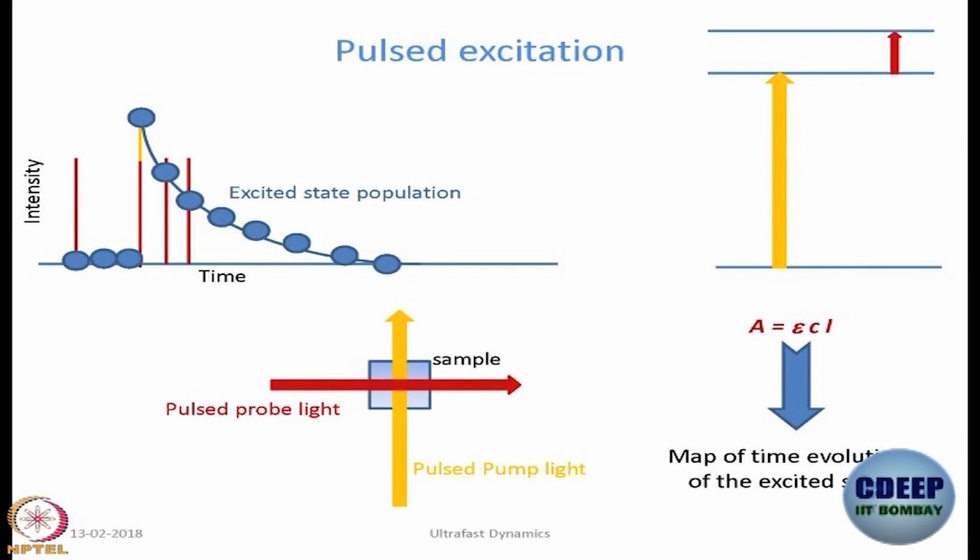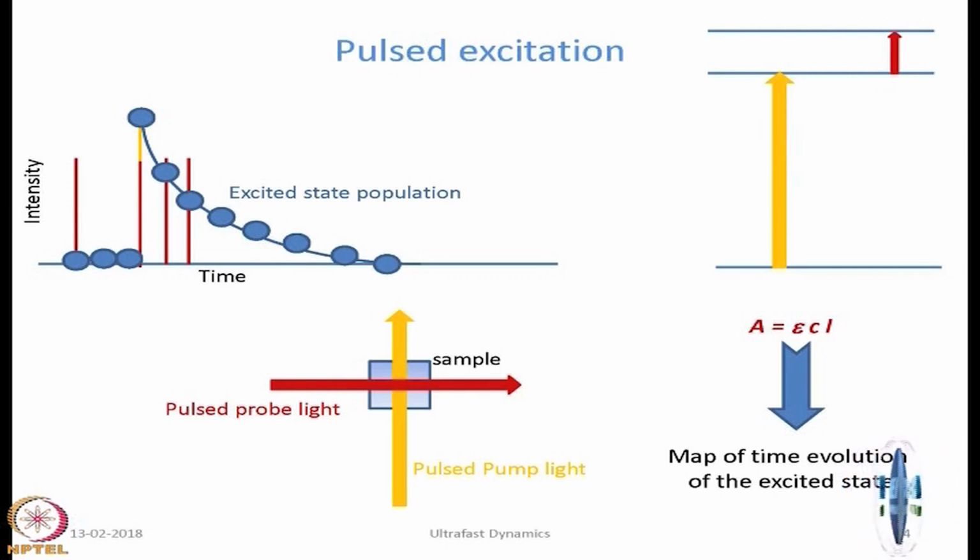Okay. Now, this is your sample being pumped on one side, and a pulsed probe light also goes into the sample. And what you do is, you actually detect the pulse probe light. And here what I am showing is, the pulse probe light energy is such that it is absorbed by this excited state and nothing else. Okay. So, since absorbance is equal to epsilon CL, time evolution of this absorbance is going to map time evolution of concentration of this excited state.